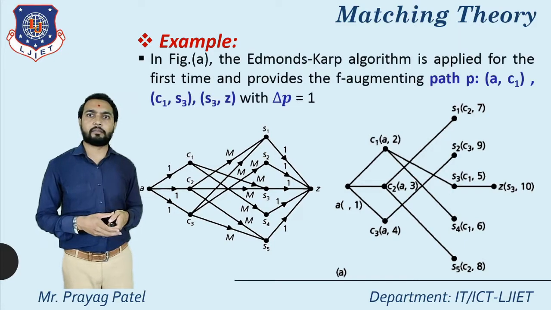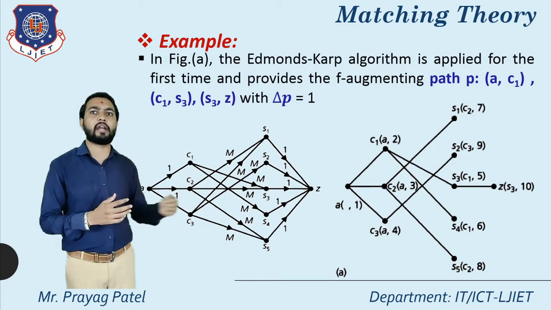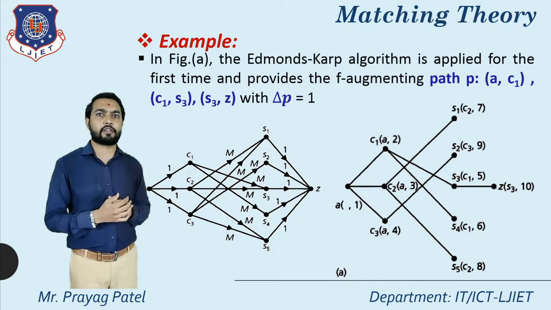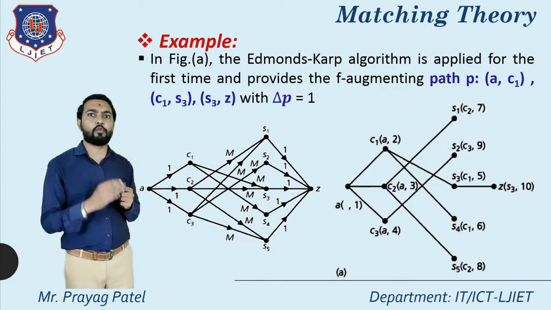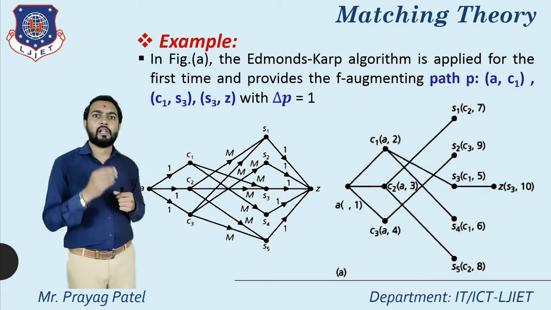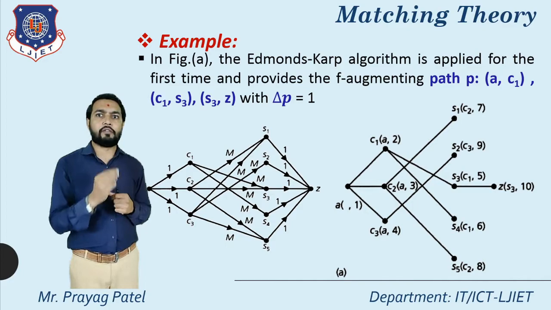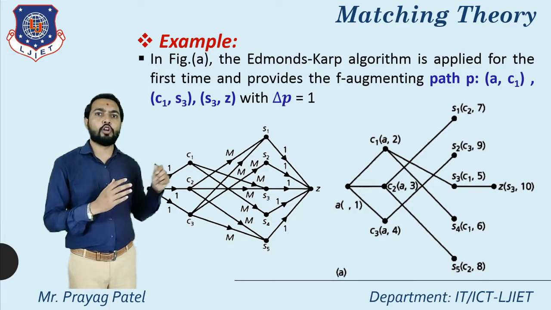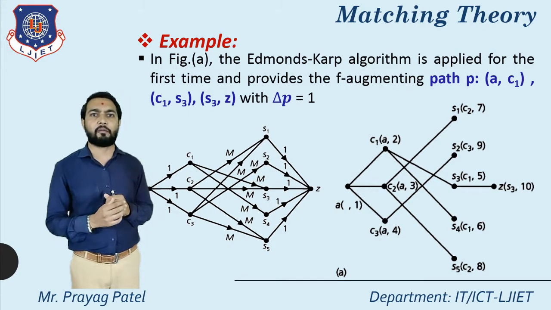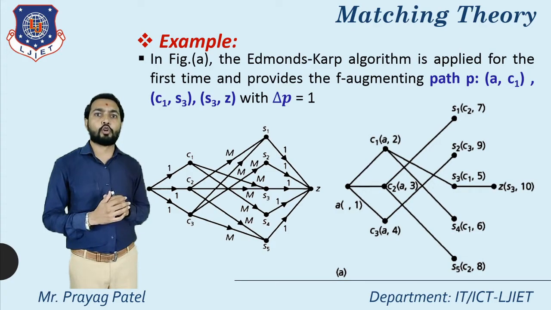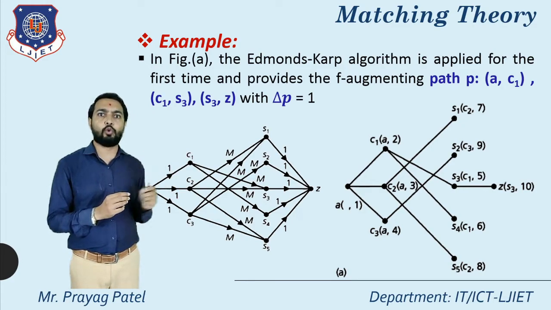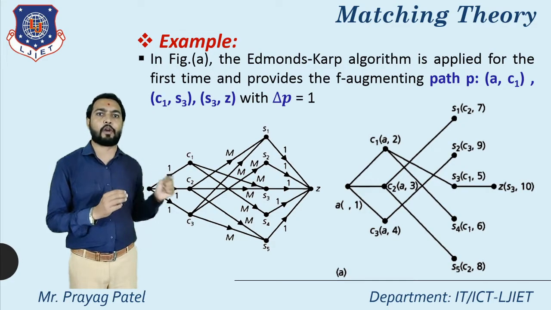Now for that, see here how we can find the solution, how we can find the path. So for that, we apply the Edmonds-Karp algorithm. So here we have to find the augmenting path. So here first path for the augmenting path as P: AC1, C1S3, S3Z. So we already know the Edmonds-Karp algorithm. So according to that, we have to assign the labeling for each and every possible node. So we have to assign label as A1, then C1 as A2, then C2 as A3, then C3 as A4, like this.